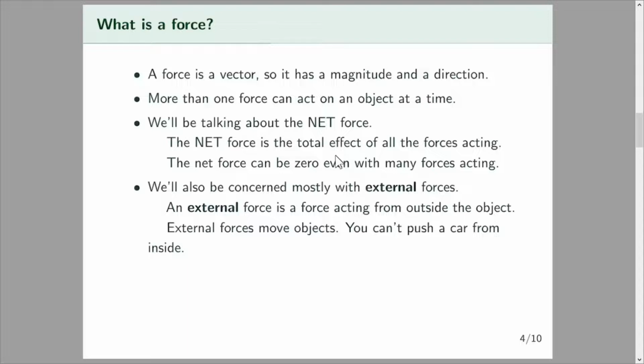Well, if I'm just sitting here, that means that the net force acting on me is 0 right now. We'll also be concerned with mostly external forces. Internal forces usually don't affect the motion of an object. You can't push a car from the inside of the car. You can't push a car by leaning on the steering wheel. And so let's switch over to the whiteboard and just talk about a few examples.